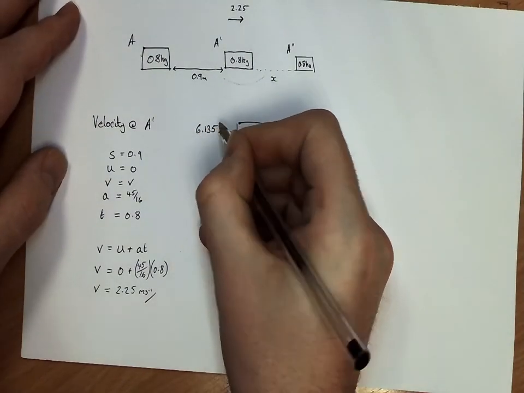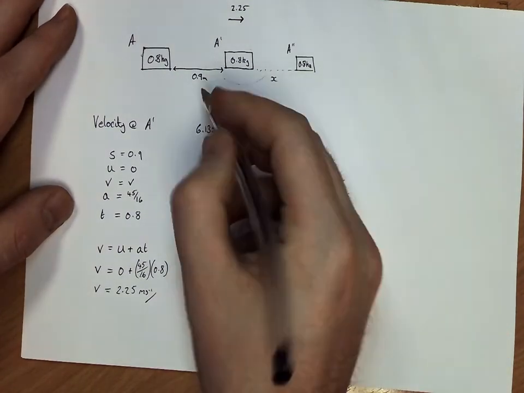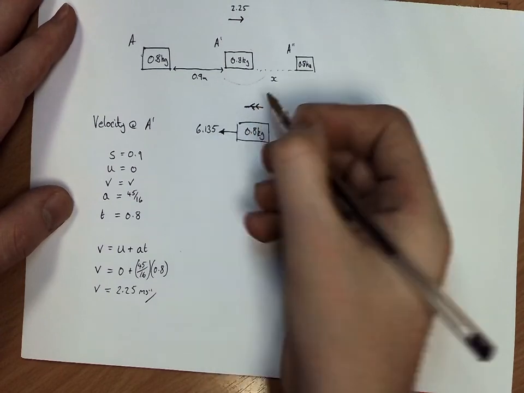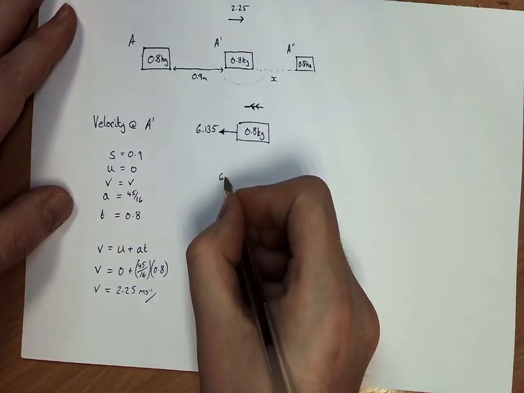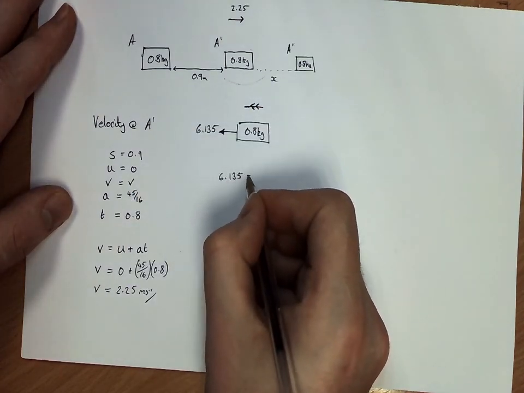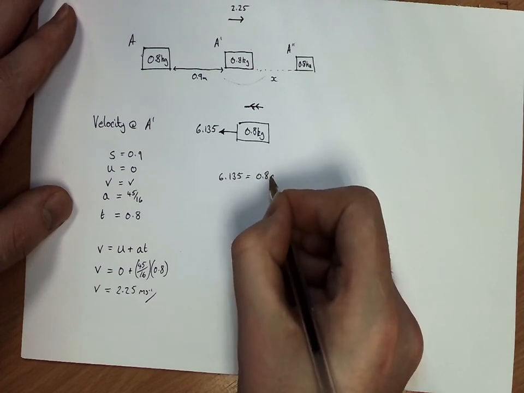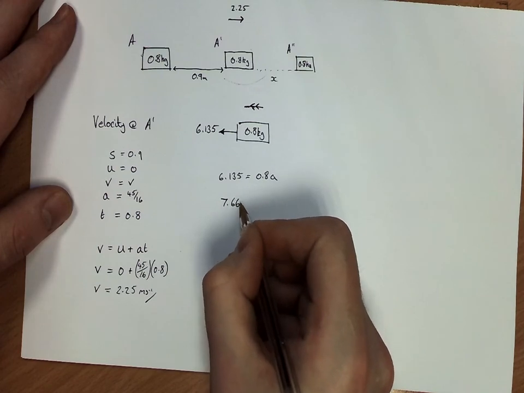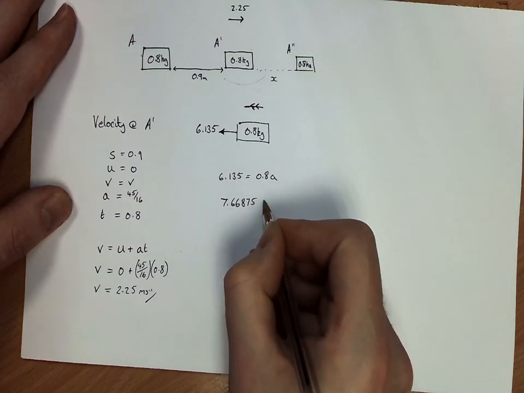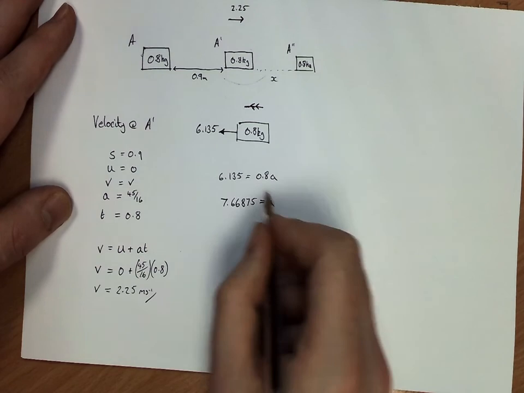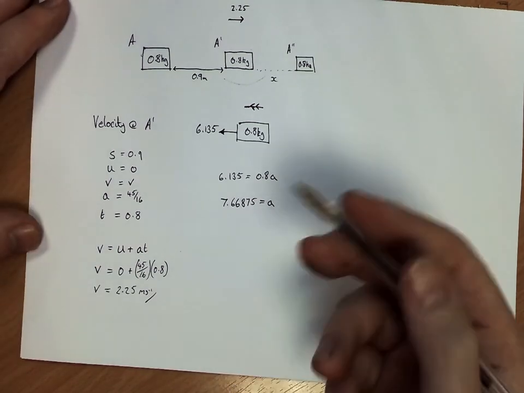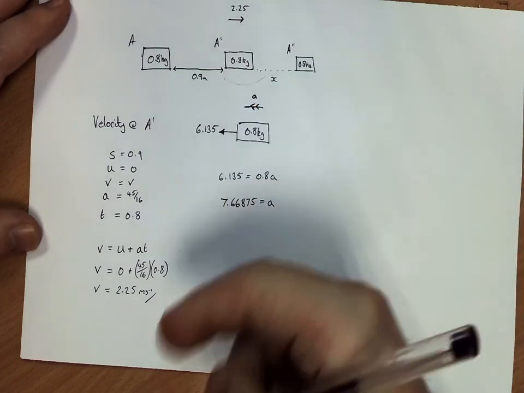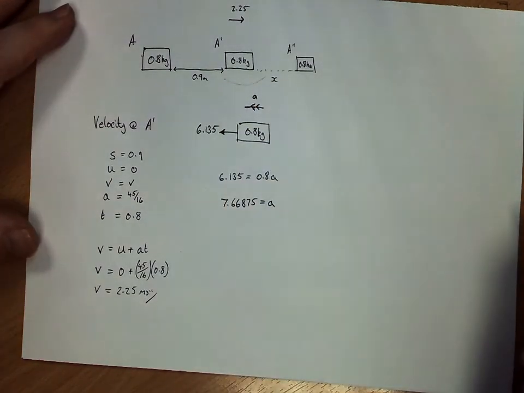There are no other forces acting on this, so it must be causing it to accelerate or decelerate in that direction. So 6.135 is equal to 0.8a. Divided by 0.8, we get 7.66875. And although this is a very weird acceleration in terms of the number, I'm going to have to use that exact value because rounding errors will cause bigger and bigger problems.